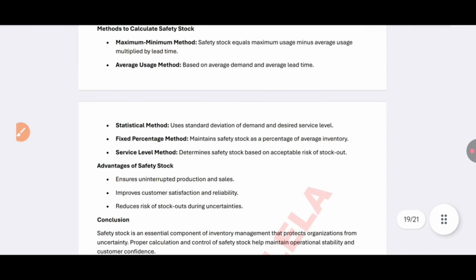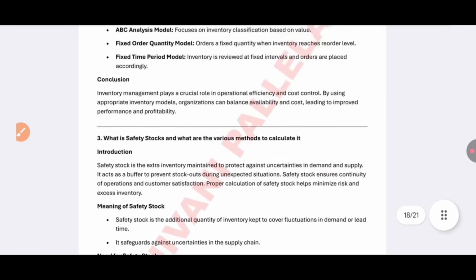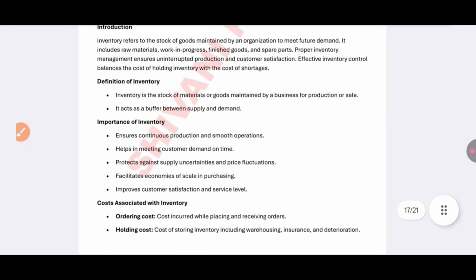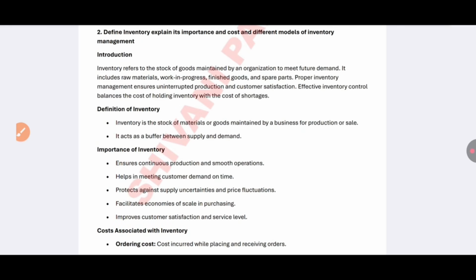Clear? So ABC analysis is a compulsory question. There is no doubt, they will ask one compulsory question on this concept from unit number 5. Along with that, you need to be perfect in safety stock and inventory management also. Clear? So all the very best.